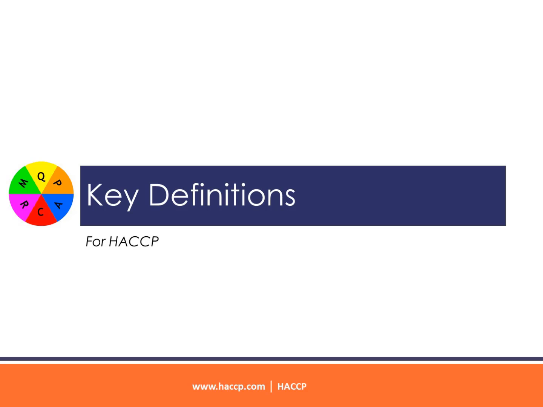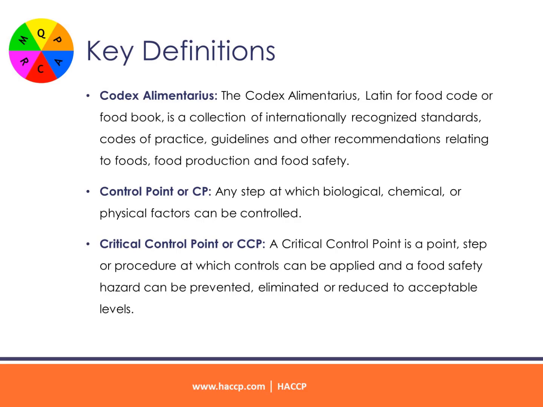Key definitions for HACCP. Codex Alimentarius. The Codex Alimentarius, Latin for food code, or food book, is a collection of internationally recognized standards, codes of practice, guidelines and other recommendations relating to foods, food production and food safety.